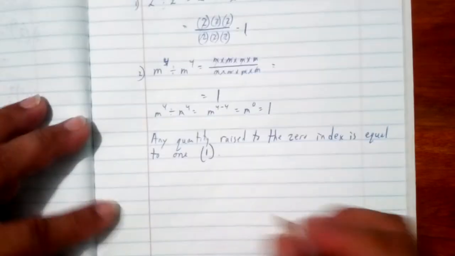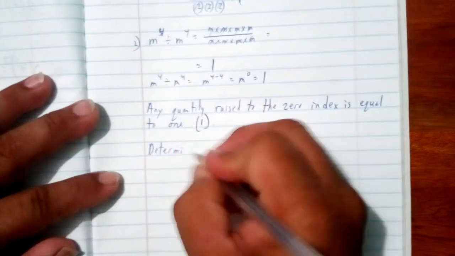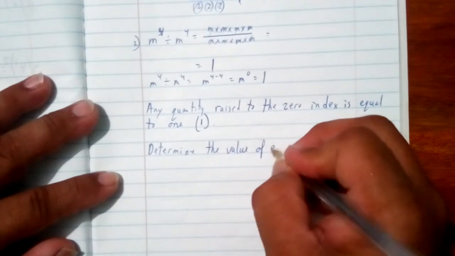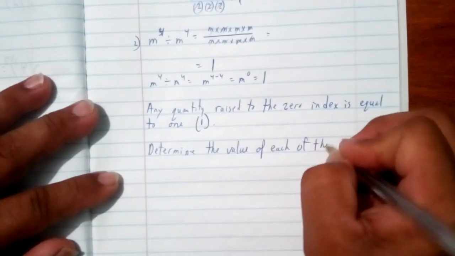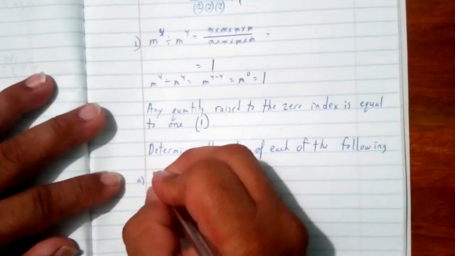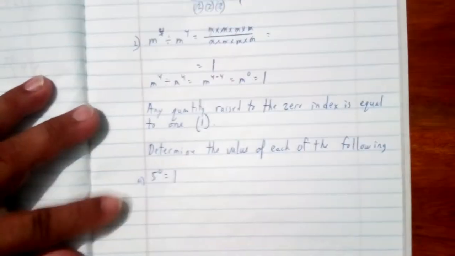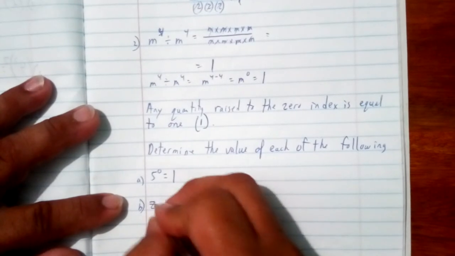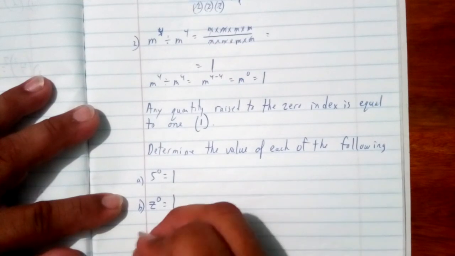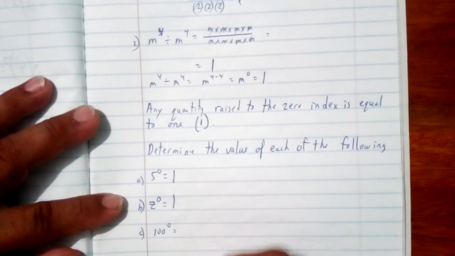Okay, so let's do some exercises. Determine the value of each of the following. Consider that you have 5 to the 0 power. The solution is, if you said 1, you're correct. Next one, a letter z to the 0 power is, if you said 1, you're correct again. If you have 100 to the 0 power, and you said 1, you're correct.